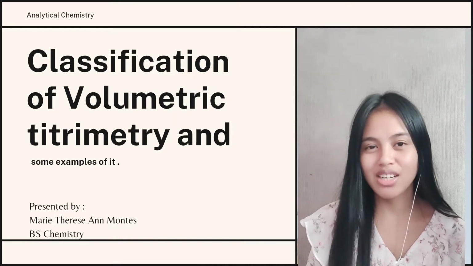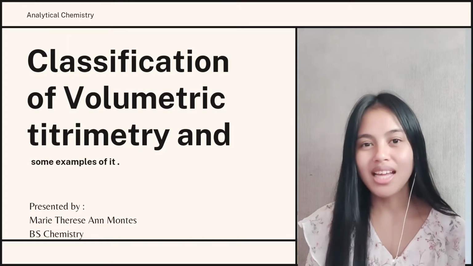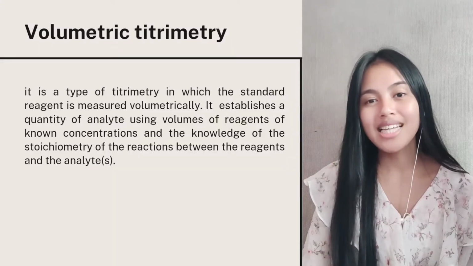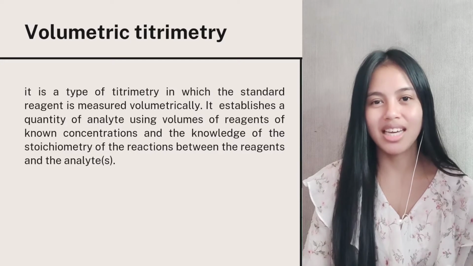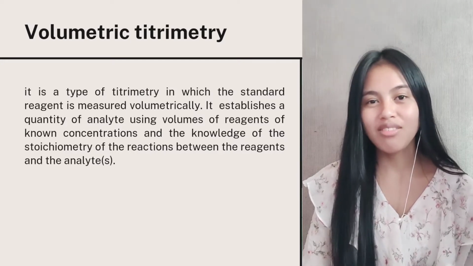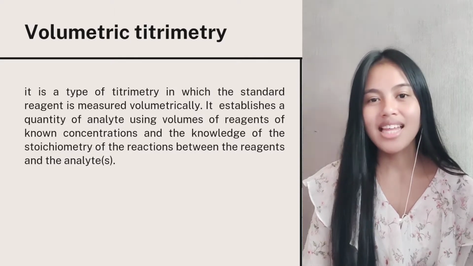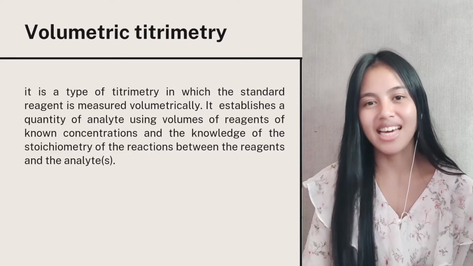I will be talking about classifications of volumetric titrimetry and some examples of it. But before that, let's have some words on volumetric titrimetry first. It is a type of titrimetry in which the standard reagent is measured volumetrically. It establishes a quantity of analyte using the volume of reagents of known concentration and the knowledge of the stoichiometry of the reactions between reagents and the analytes.